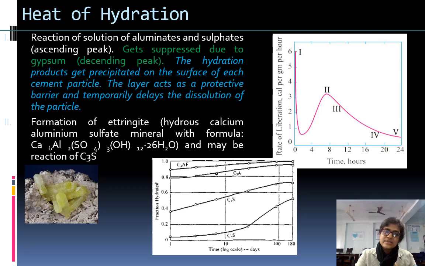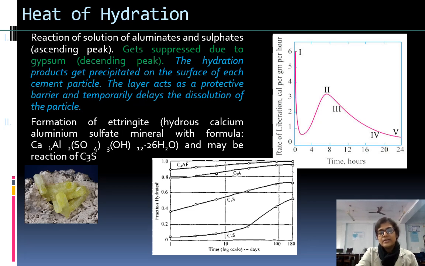Now, once it reaches the peak, what is happening here? The formation of ettringite, which we can see with the particles under a microscope in this figure. It is a hydrous calcium aluminium sulfate mineral. The formula is this, and the reaction of C3S. Both of these are taking place at this point. And then, when these reactions have taken place, again there is a decrease in the peak.